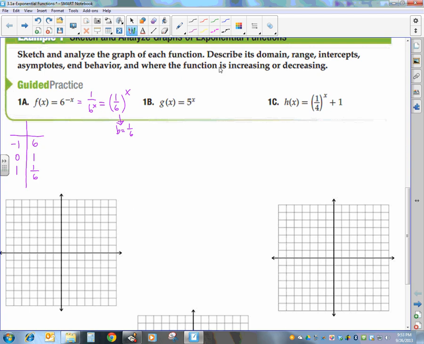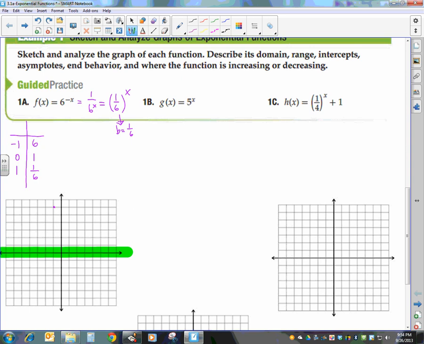So I'm going to go graph. I like somebody was doing this and I kind of like it, so I'm going to go with it. Let's try that one. My asymptote is y equals 0. Okay, and then I'm going to plot my points: -1, 6, 0, 1, and 1, 1/6. And from there, I know the general shape, so I'm going to connect and try not to cross that asymptote. Put arrows on both sides so we know that it goes both ways.